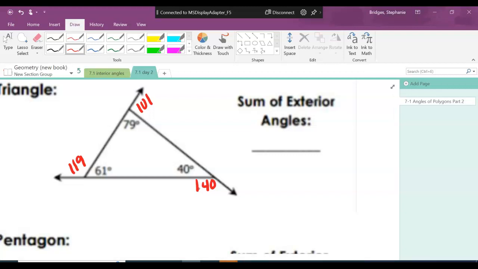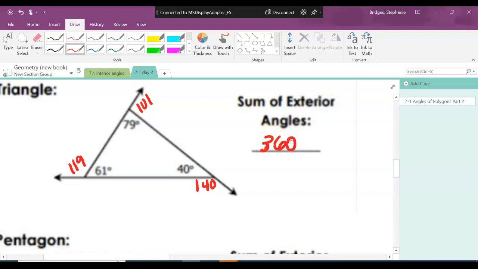Now what I want you to do is add those three together. Add the exterior angles together. Use your calculator. 119 plus 101 plus 140. 360. Okay. Write that down right there.